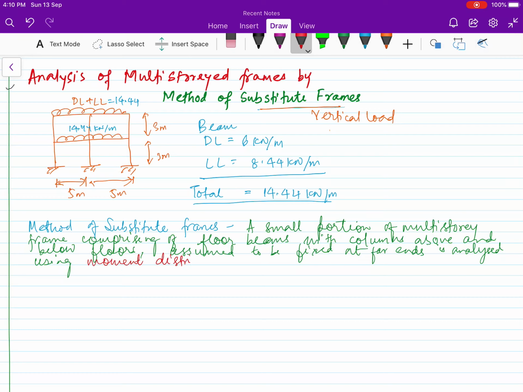In one video in the playlist structural analysis, I have solved the moment distribution method for a continuous beam of 3 spans. Here we'll be analyzing 2 spans, and as the loads are the same and the spans are the same, it will be easier to solve. So the moment distribution method, for vertical loads.